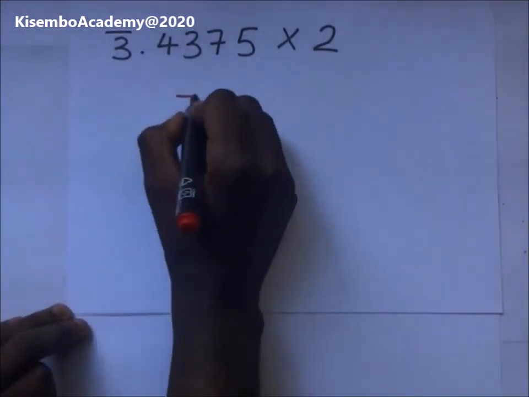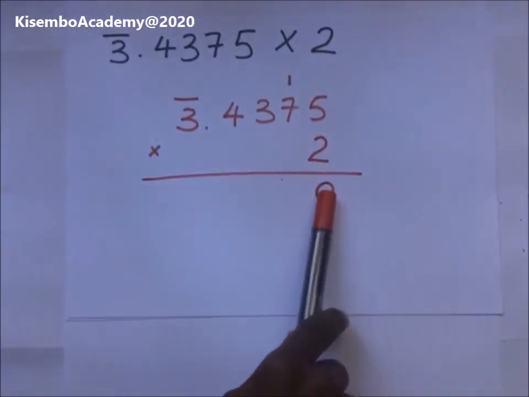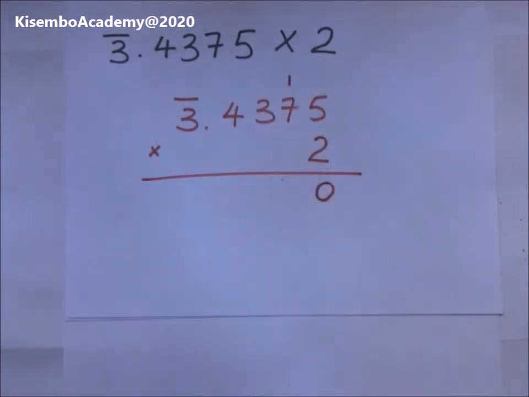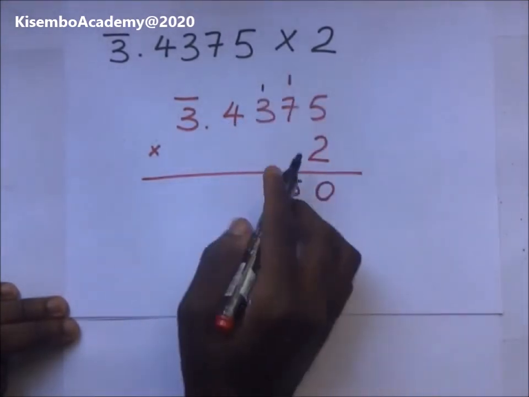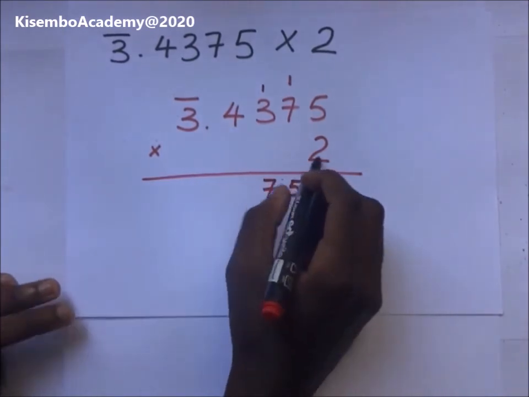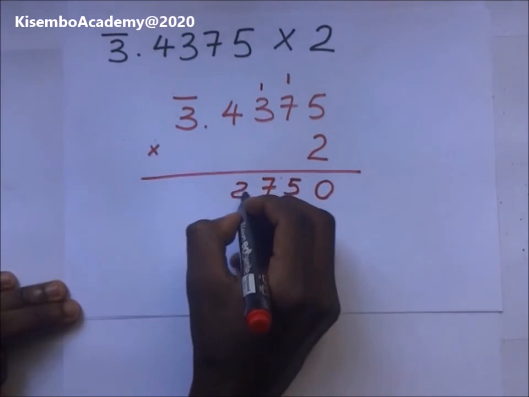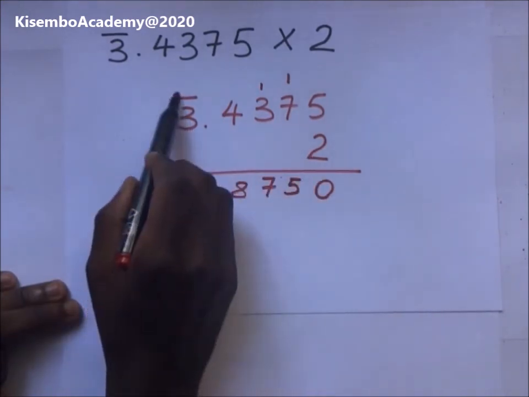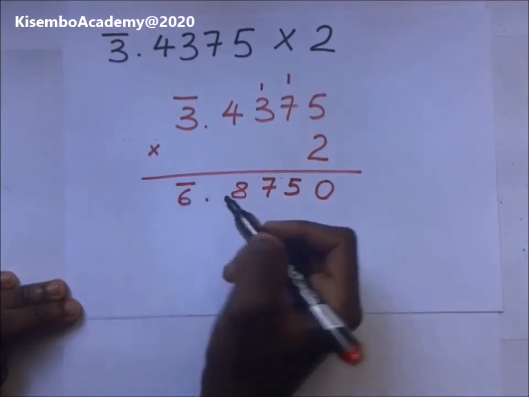Multiplying them is going to be, so 2 times 5 is 10. So you write here 0, you carry 1. 7 times 2 is 14. 14 plus that 1 is going to give us 15. So you write 5, carry 1. 2 times 3 is 6. 6 plus 1 is 7. Then 2 times 4 is 8. Then we have 2 times 3 bar. 2 times 3 bar is 6 bar.